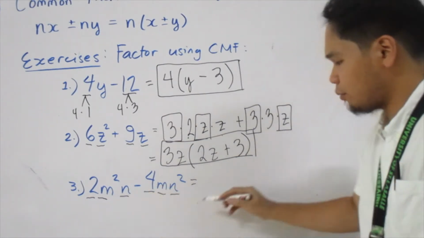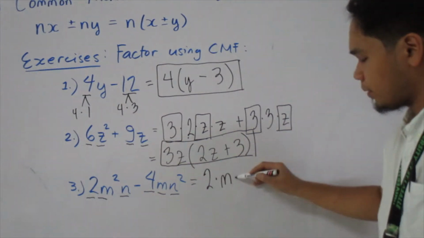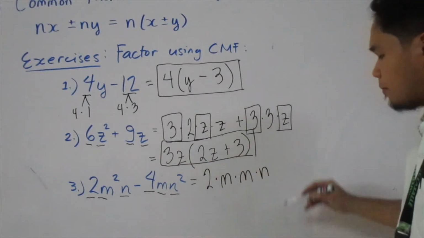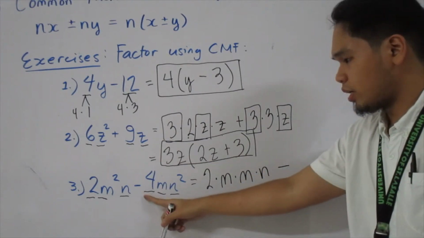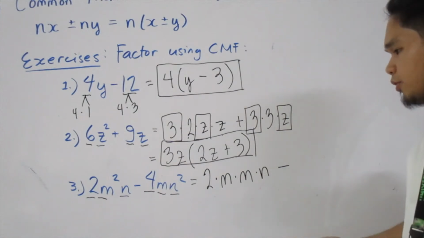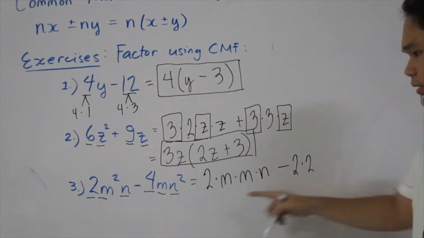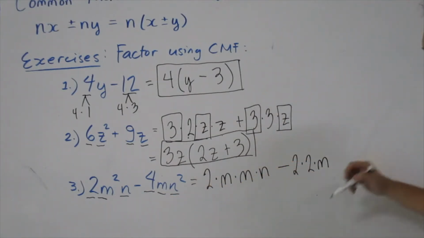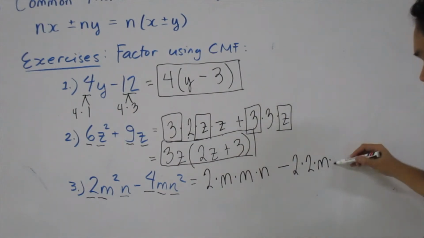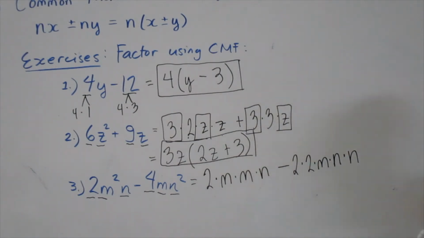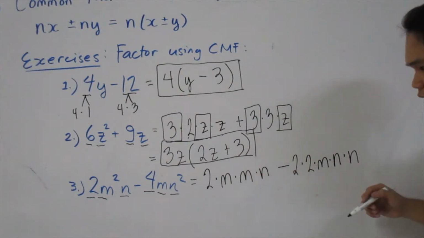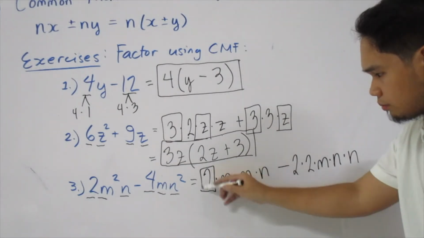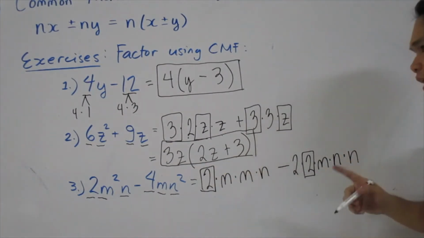Okay? So number 3, the first term here will be 2 times m times m times n, since we know it's m squared times n. We have a single m here. Minus, we have 4. Let's put it in the perspective of a factor of 2. So it will be 2 times 2. And then m is only a single variable, but n here is squared. So imagine that as n times n. So we're just going to look at the common factors here, the common numbers, common variables, and such. Look at the 2. So we have a common 2.